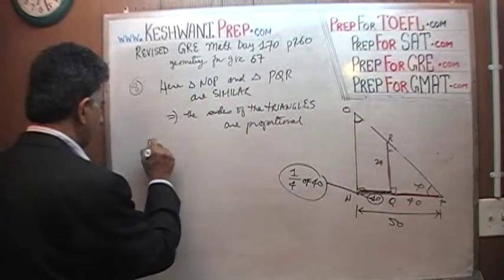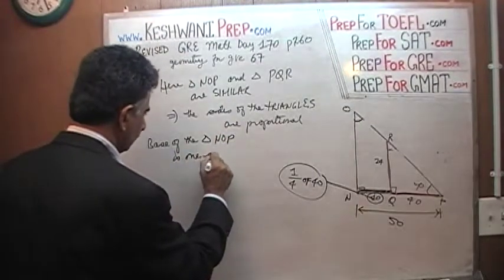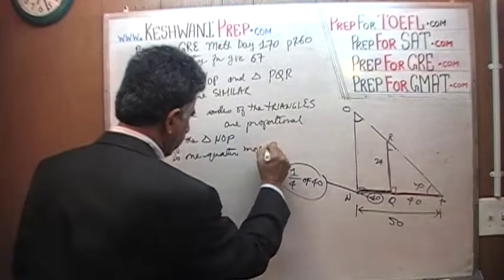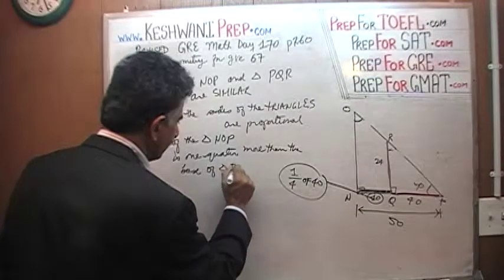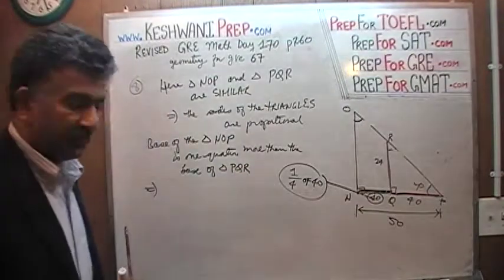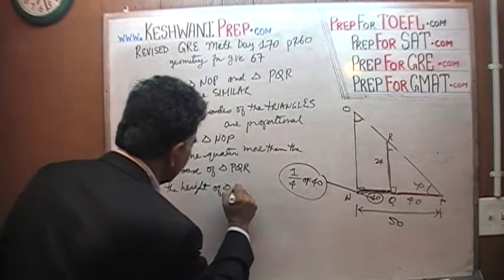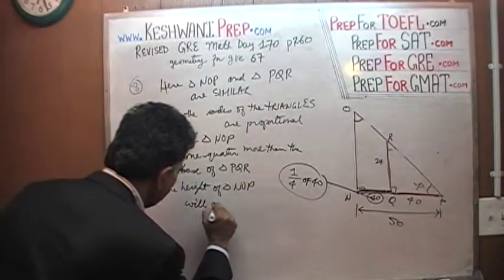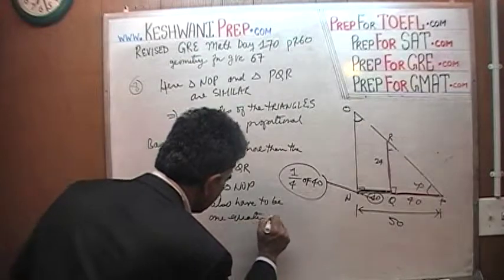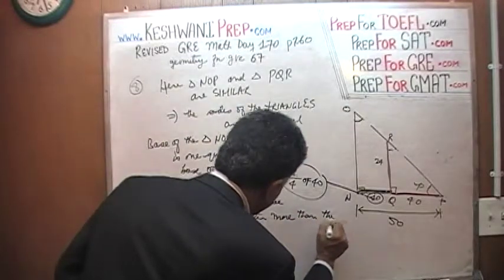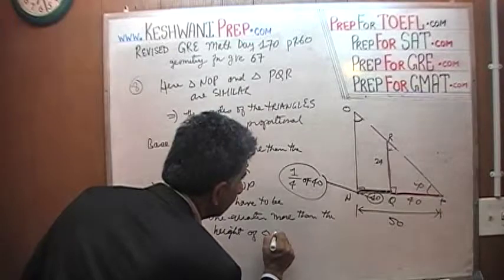Just put it down here. Base of the triangle NOP is 1/4 more than the base of the triangle PQR, which implies that the height of triangle NOP will also have to be 1/4 more than the height of triangle PQR.